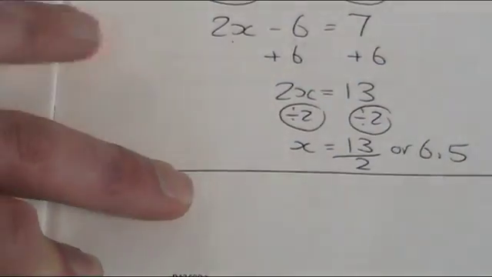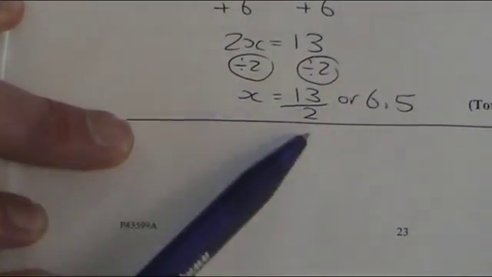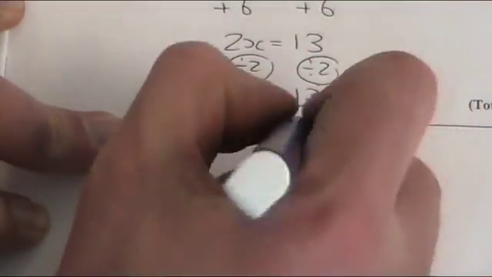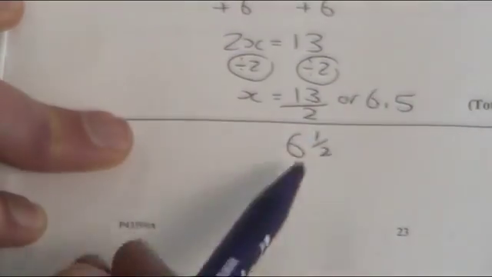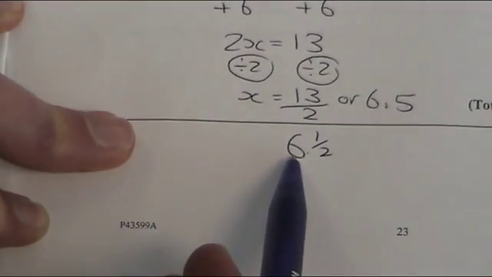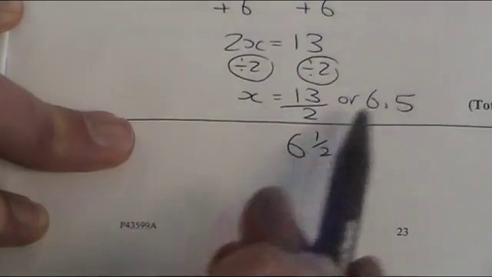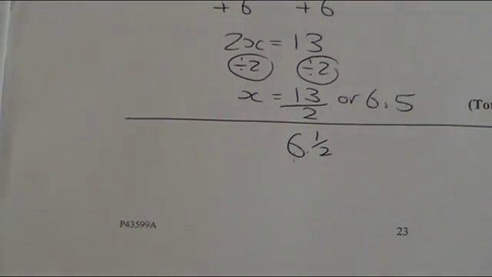And in fact, it would probably have been easier. How many 2's go into 13? Well, 6.5, which I'm sure you know is the same as 13 over 2. So any of these three answers are perfect to get your third and final mark.